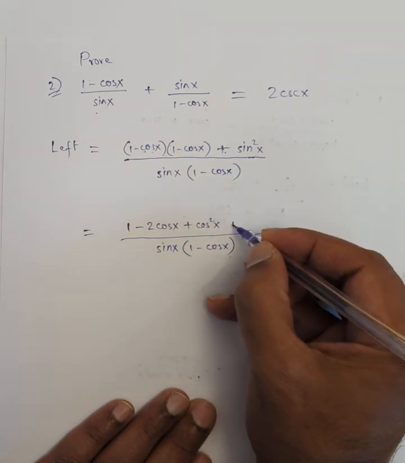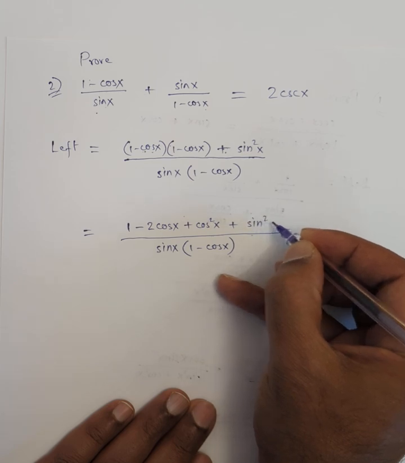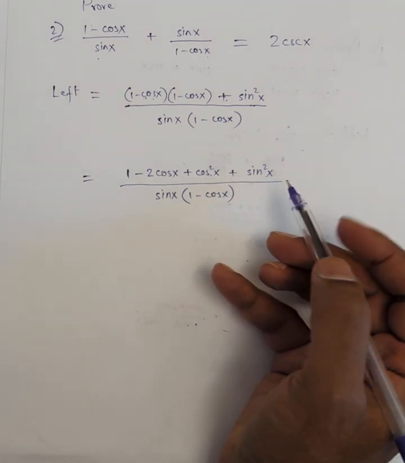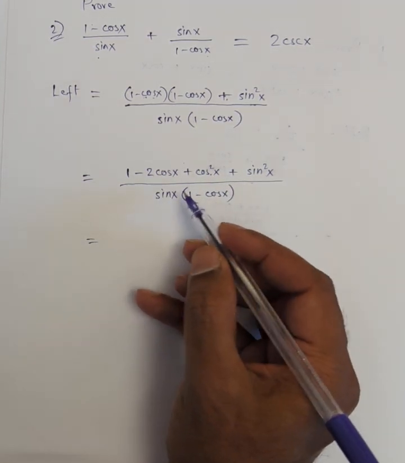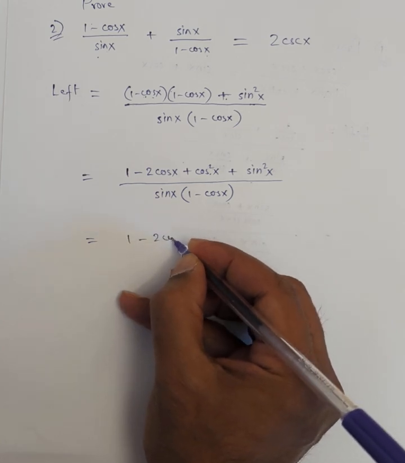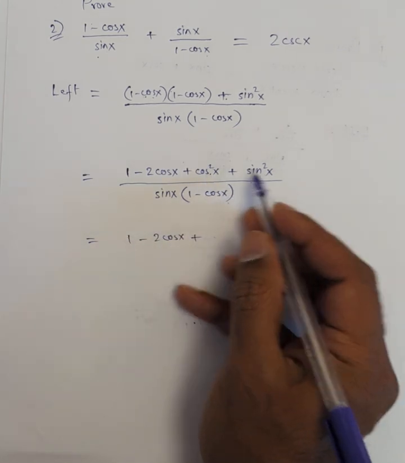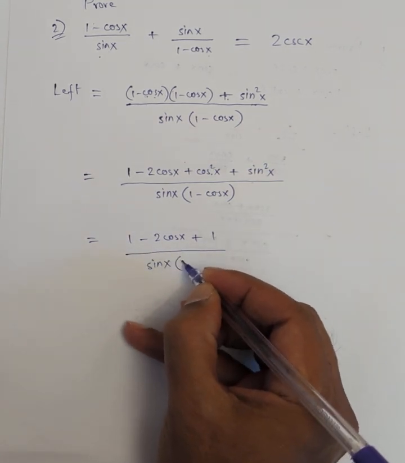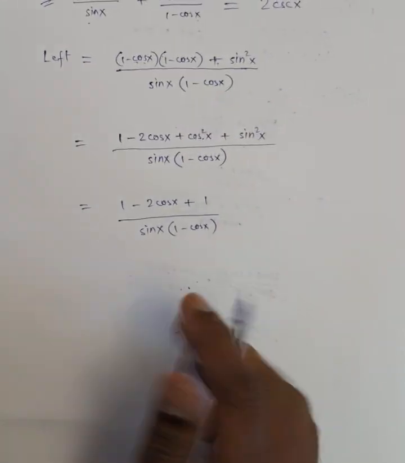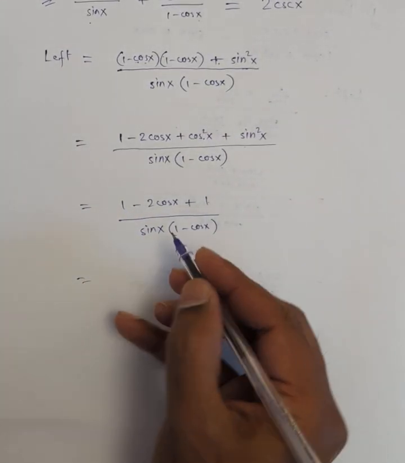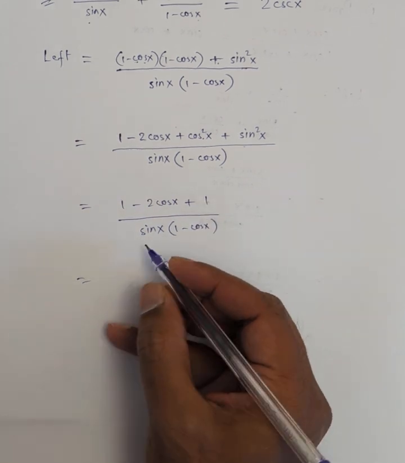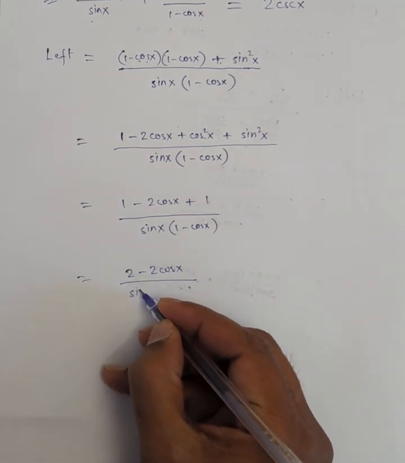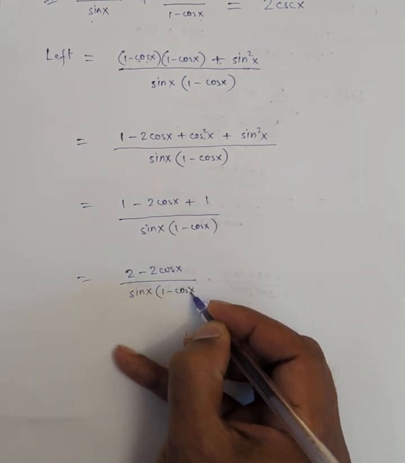And then I have a plus, which I will copy, sin square x. And notice, cos square x plus sin square x is 1. So this is going to be 1 minus 2 cos x plus 1 over sin x times 1 minus cos x. So let's go ahead and simplify the numerator. It's 2 minus 2 cos x over sin x times 1 minus cos x.